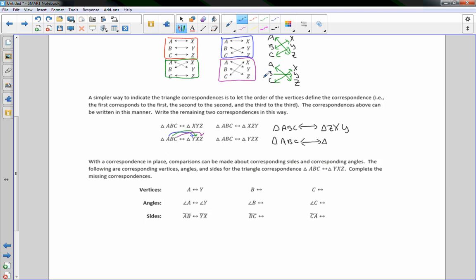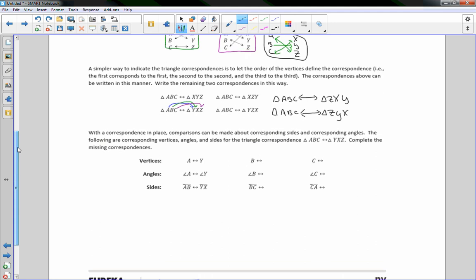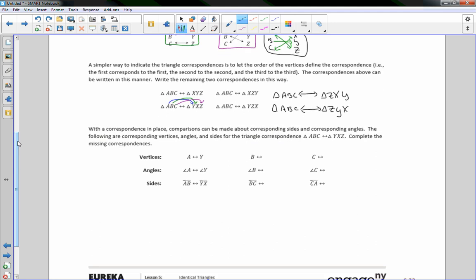I look up here, A is, I'm over here now, this one here. A corresponds to Z, so since A is first, Z is first. B corresponds to Y, B is second, Y is second, and C corresponds to X, and that goes just like that. Now it says, with a correspondence in place, comparisons can be made about corresponding sides and corresponding angles. The following are corresponding vertices, angles, and sides for the triangle correspondences where triangle ABC corresponds to triangle YXC.